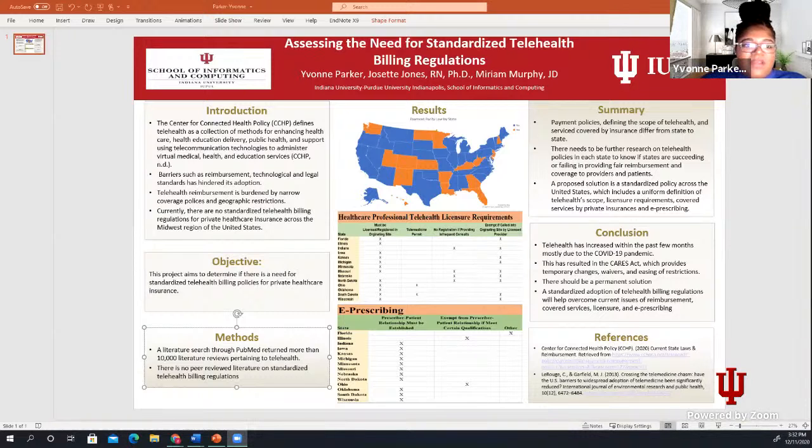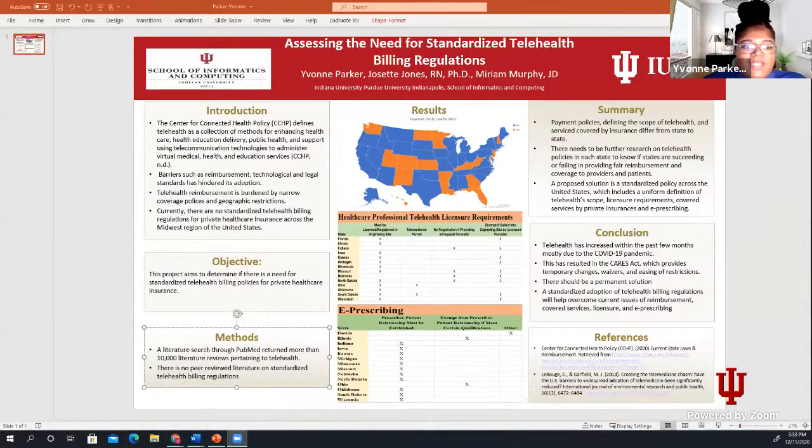In summary, there should be more research done on the telehealth policies in each state to know if the states are succeeding or failing to provide fair reimbursement and coverage to providers and patients. My proposed solution would be to, instead of various definitions of telehealth billing policies in each state, have a standardized policy across the United States.